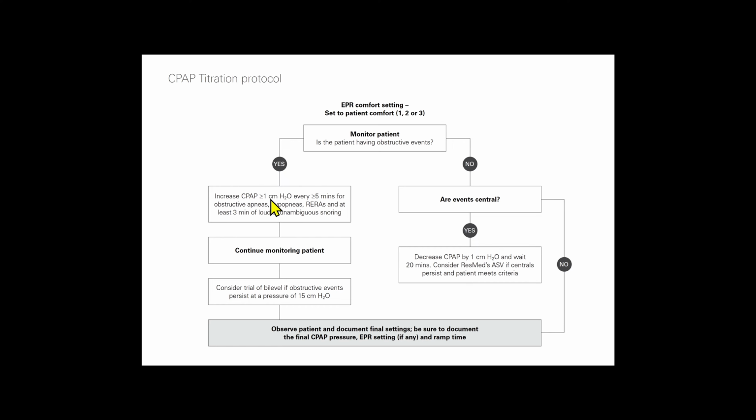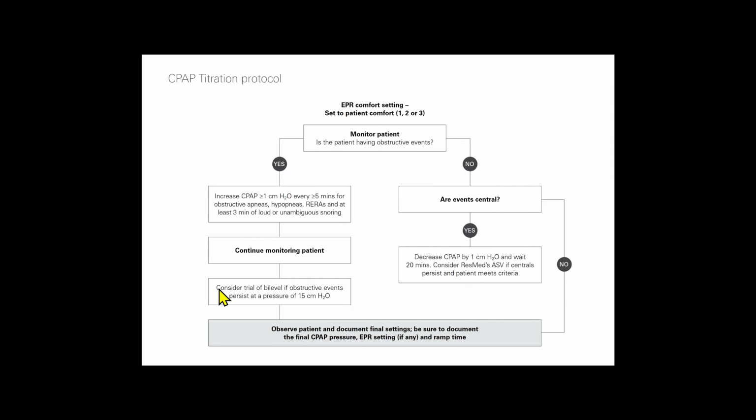This is important. The reason I'm making this video is because you can literally just substitute 5 minutes with one night, right? You may not have someone to sit there and monitor you while you sleep and change your CPAP settings, but you can change your CPAP settings between nights. Then you continue monitoring yourself after you've increased the pressure by 1, and you repeat. So if the next night you also have obstructive apneas, hypopneas, RERAs, or 3 minutes of loud or unambiguous snoring, you increase CPAP pressure again by 1 centimeter.